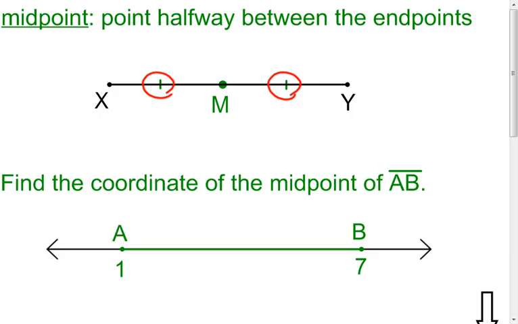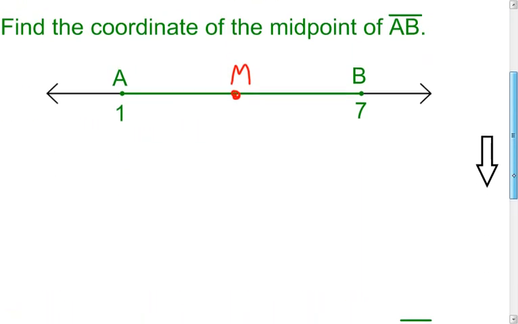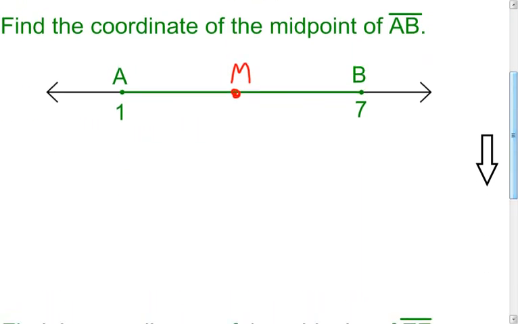Now, let's go back to our original problem of segment AB, where A started at 1 and B started at 7. My midpoint, it's going to be here somewhere. My question is, what's the coordinate that's going to coincide with point M? Now, there's a couple different ways to do this problem. You think back, well, we've already figured out that the length of segment AB was 6 units. So some of you are going to say, well, let's take that 6 and let's cut it in half. So 6 divided by 2 is 3.